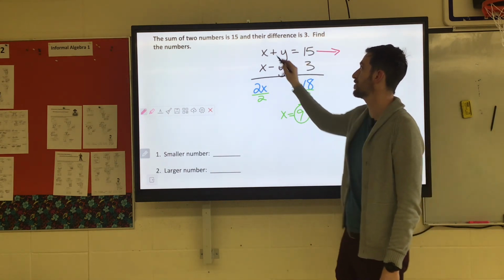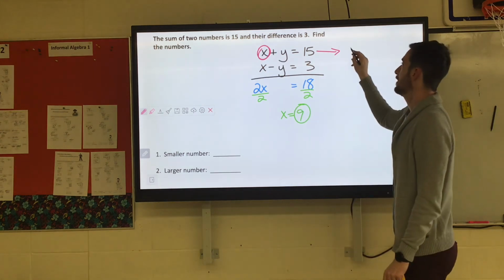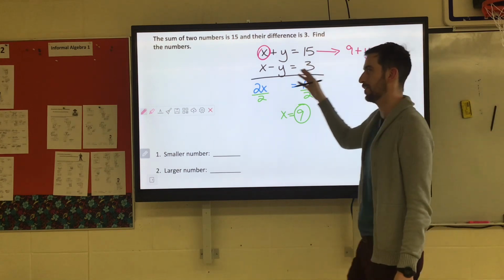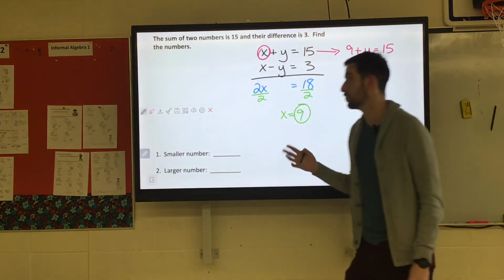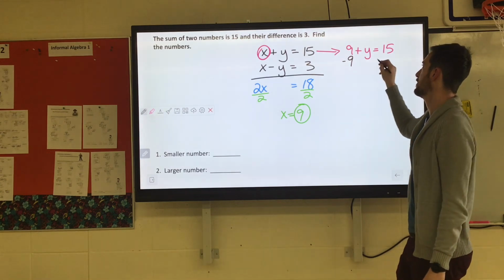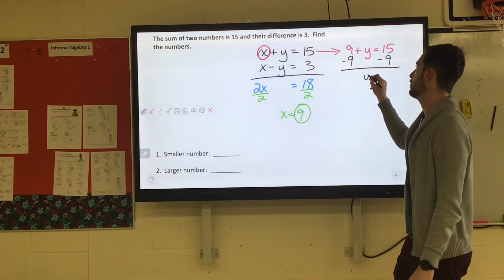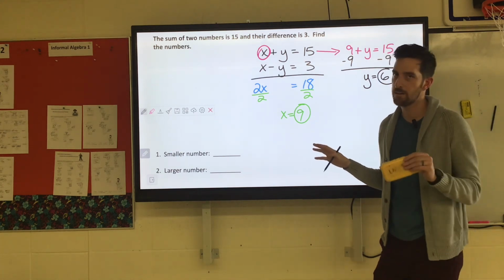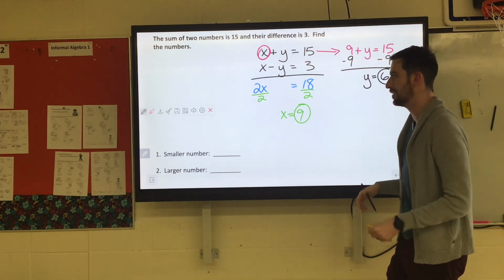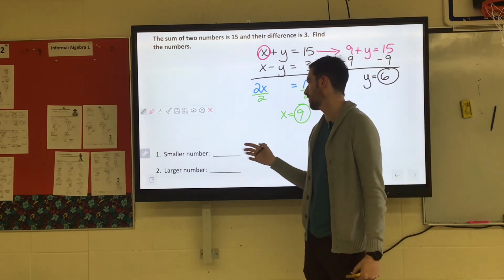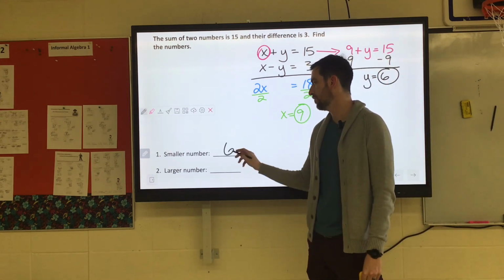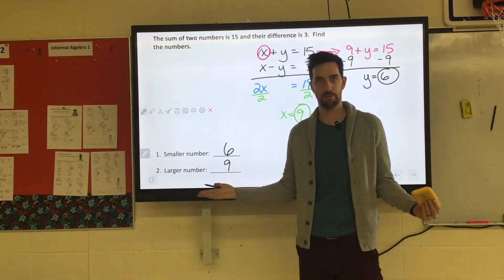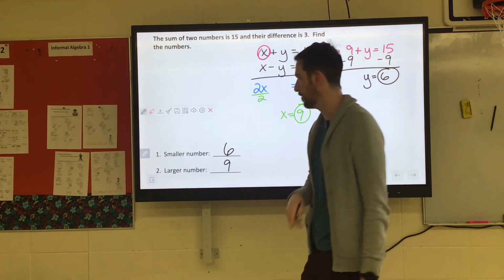So it said x, which we already know is 9. 9 plus y equals 15. There's only one step there. To get rid of that 9, you would just have to subtract it from both sides. Minus 9, y equals 6. So again, we're not looking for a coordinate. We're just looking for the two numbers. They're 9 and 6. So number 1 says, what's the smaller number? That would be the 6. 2 is, what's the larger number? 9. Cool? That's one type of problem. And we have two more of those coming up.